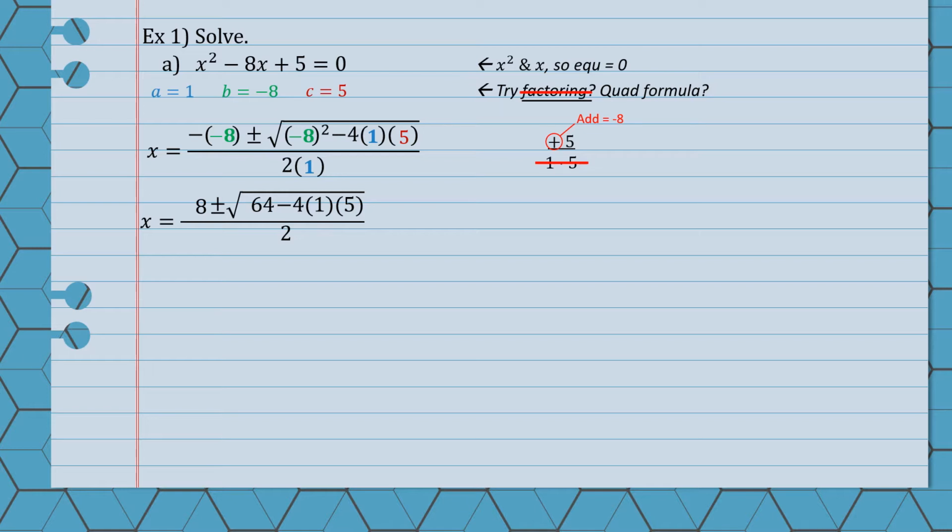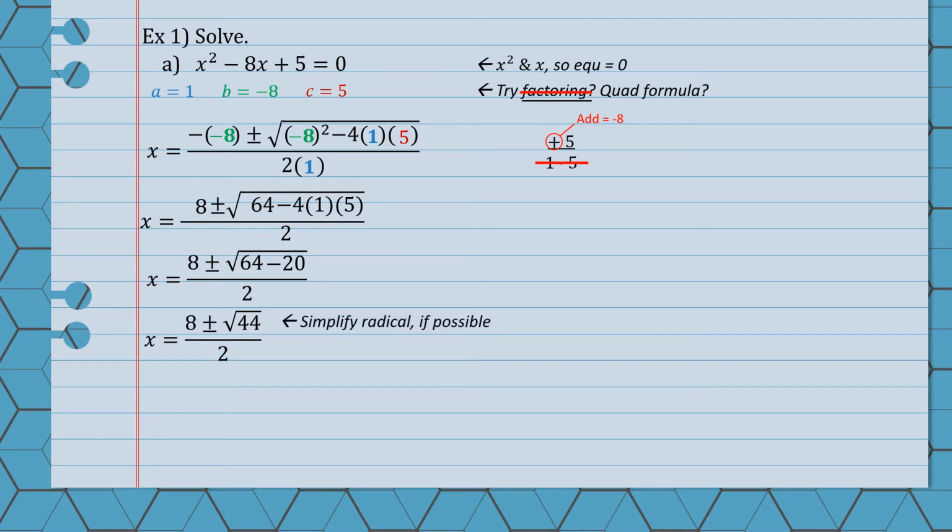According to GEMS, we have to do the multiplication next. Negative 4 times 1 times 5 gives us negative 20. Now we can see under the radical, all we have left is subtraction, and 64 minus 20 is 44. Since we have simplified under the radical, now we actually look at the radical as a whole. We need to see if that can be simplified.